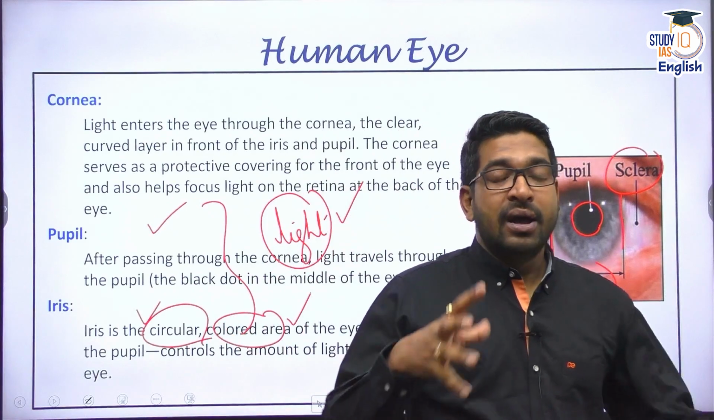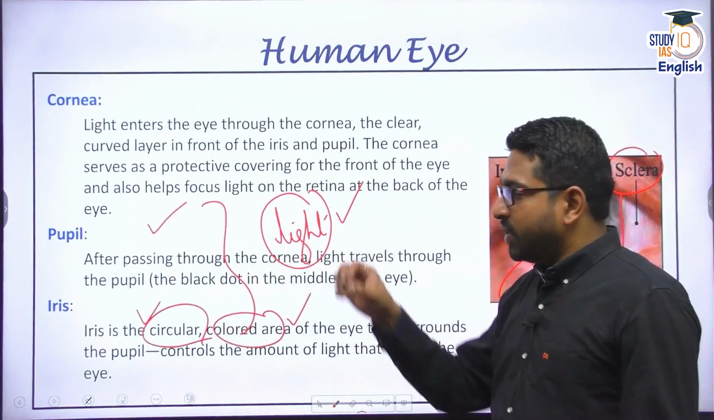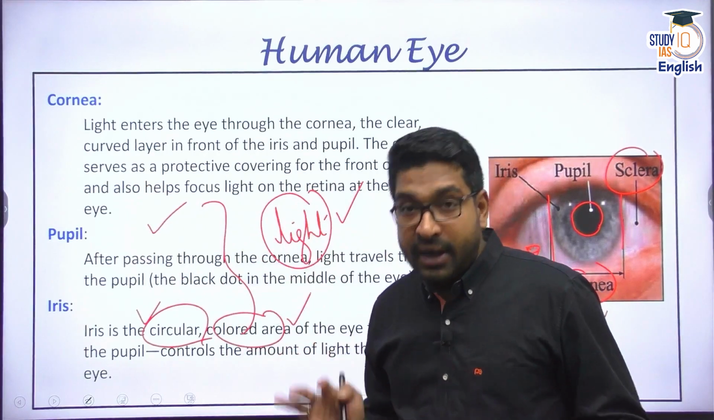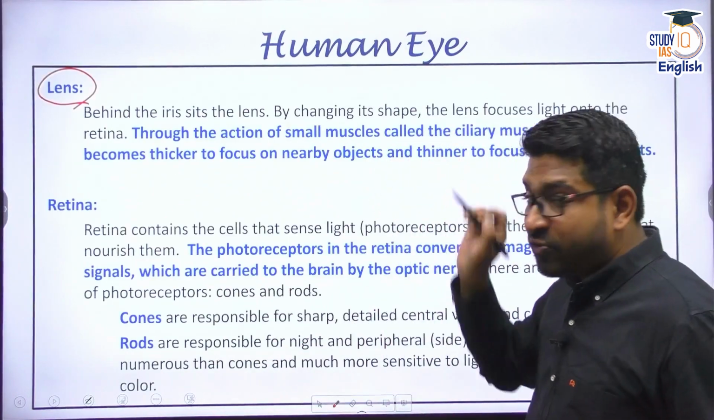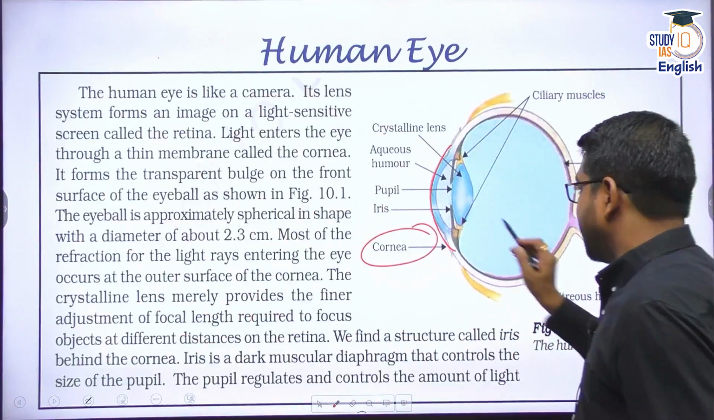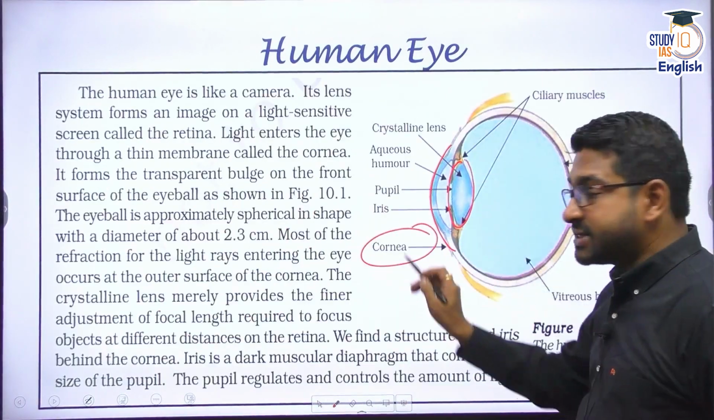All right. Now, light has passed through the cornea. Then the proper amount of light has entered through the iris and pupil. Now, I have to form the image. For forming the image, the light has to be focused through the lens. Now, this is the lens. This is the lens that we have, a crystalline lens.